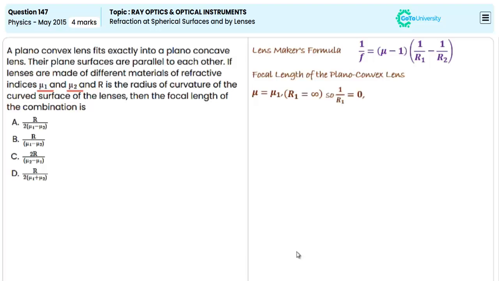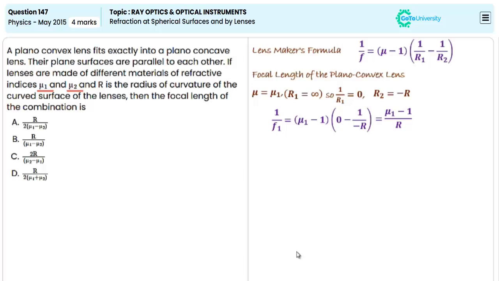Substituting all these into the lens maker's formula, we get 1 by f1 is equal to (mu1 minus 1) into (0 minus 1 by minus r). From the lens maker's formula, we have mu is mu1 and 1 by r1 is nothing but 0 and r2 is minus r, which is equal to (mu1 minus 1) by r.